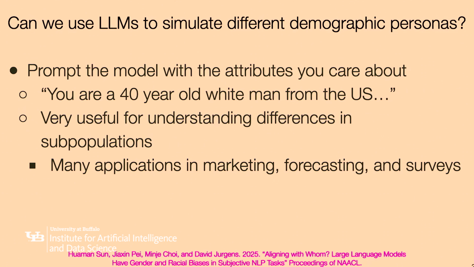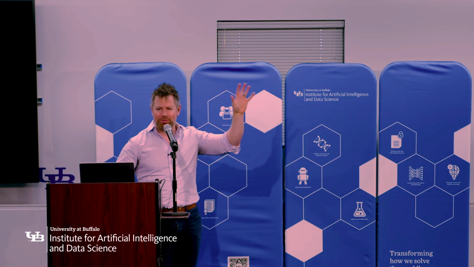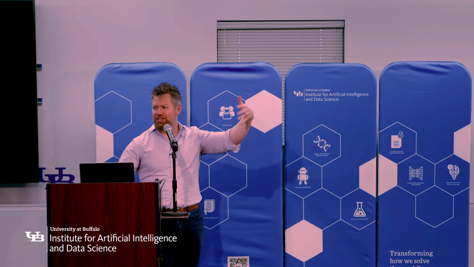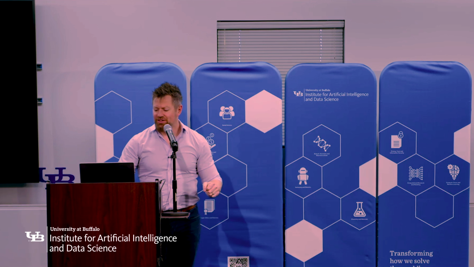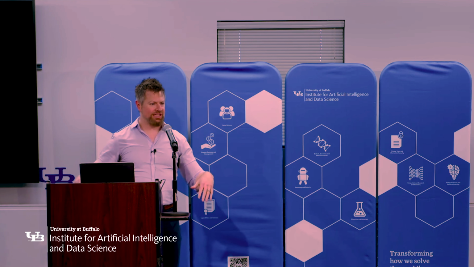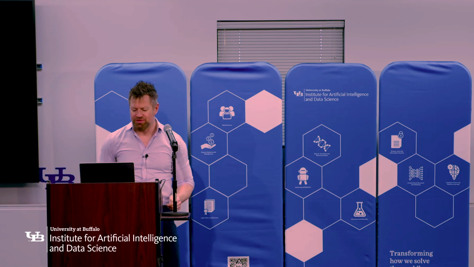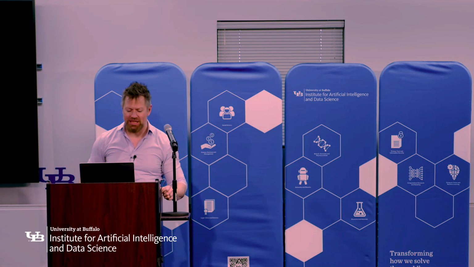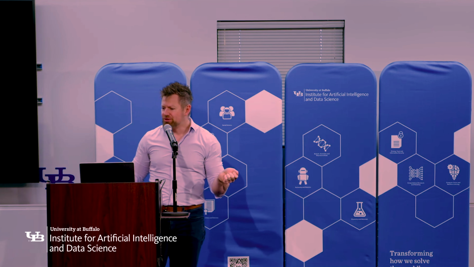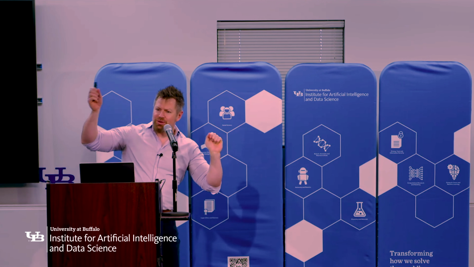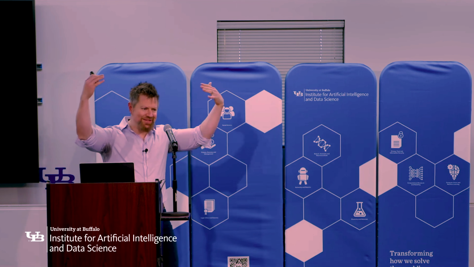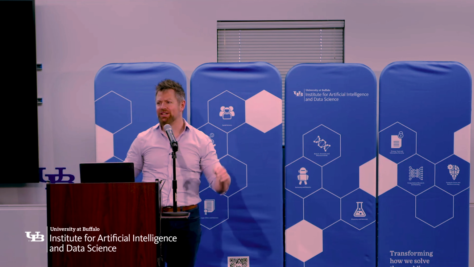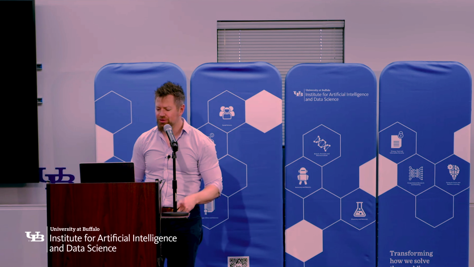Marketing folks would love to know, if I think about whether I would click on this or buy something, and I switch out the demographics, can I tune this to get a yes answer that I'm going to buy it? Survey estimates would love to know this, trying to simulate hard-to-reach groups. Folks in forecasting would love to be able to simulate different types of trends and behaviors. So if you want to try to do this, you might say, well, you're a 40-year-old white man from the US. Will the model answer in the same way that a person with those characteristics would?